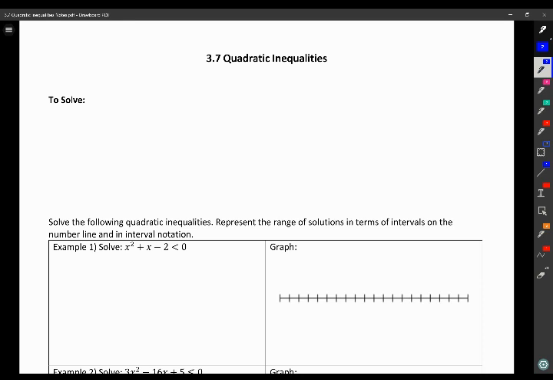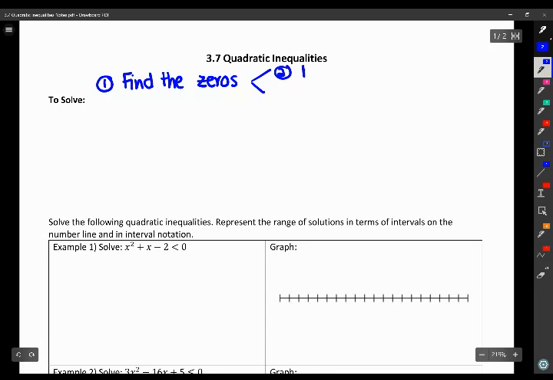If we can find the zeros of the quadratic, then we can find out which intervals are true for the inequality. So a couple of things. The very first thing that we're going to do is find the zeros. We can do that a couple different ways. The easiest way to do that is to factor. So best case scenario, we're going to factor. The easiest way is factoring.